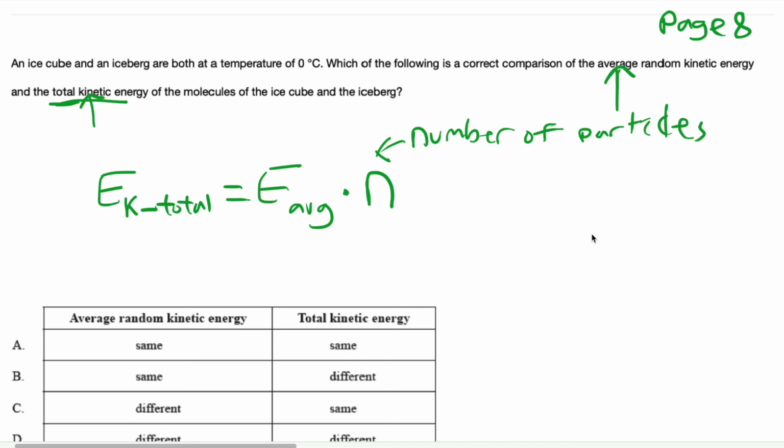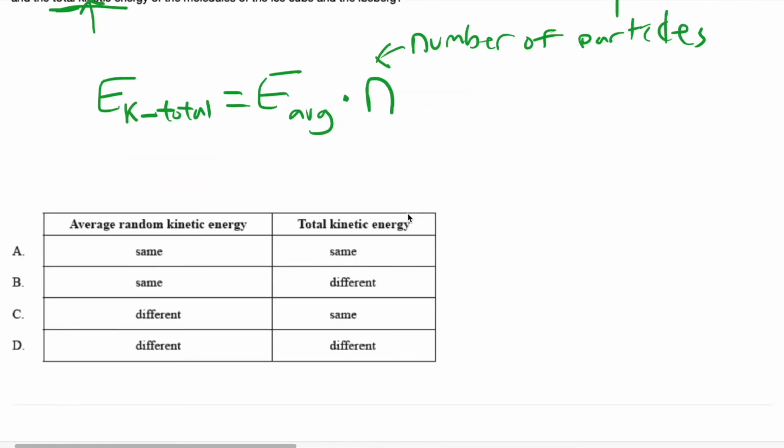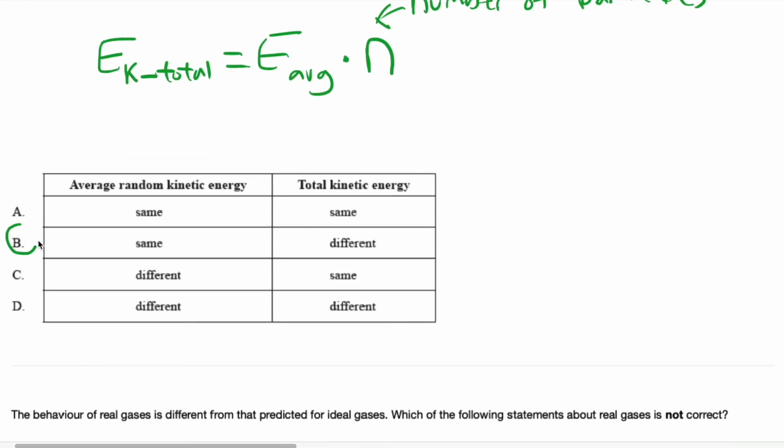Since they are at the same temperature, their average kinetic energy is going to be the same, but their total kinetic energy is going to be different since they might have different numbers of particles. And by intuition, we know that an iceberg is definitely larger than an ice cube. So the total kinetic energy of the iceberg will probably be larger than that of the ice cube since it contains more particles. So the total kinetic energy will be larger since it has a larger number of particles. So the answer for this problem will be B.